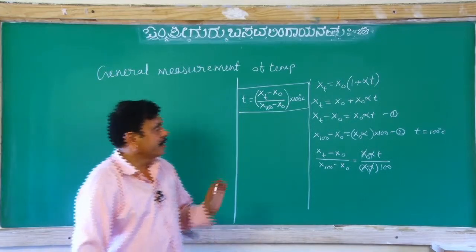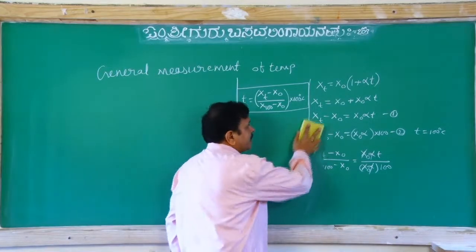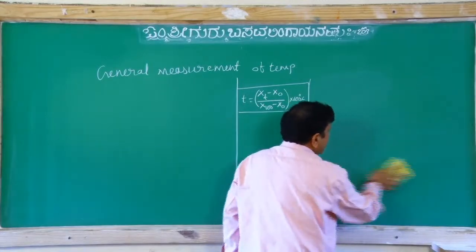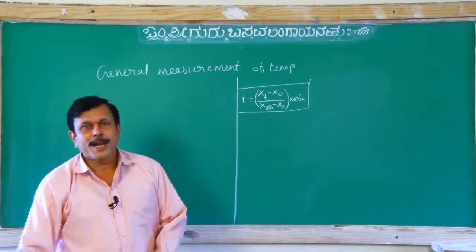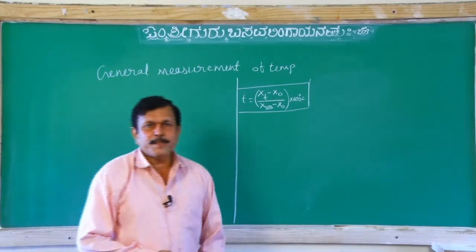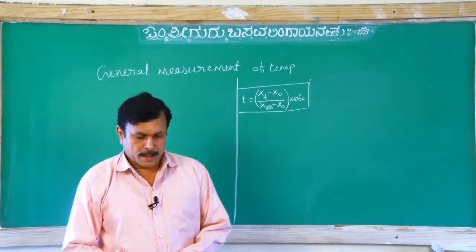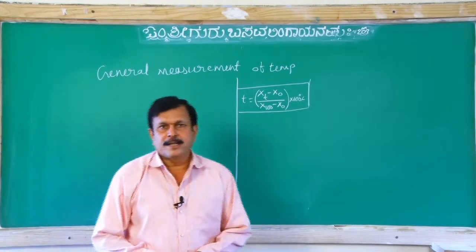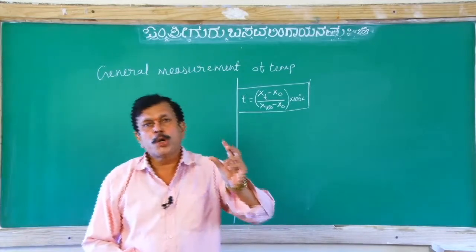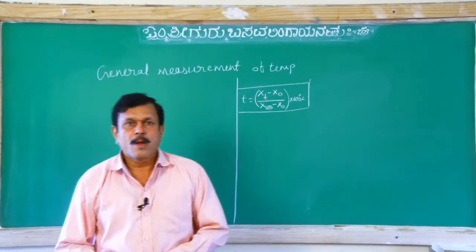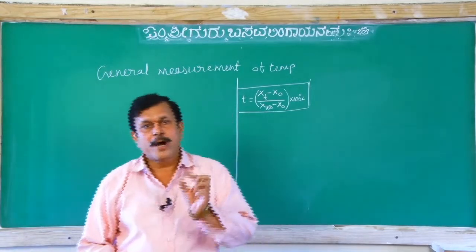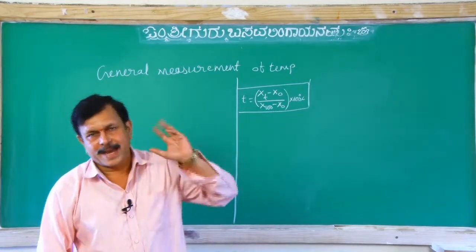Suppose we want to measure temperature in Kelvin. Here the base used is what? Triple point temperature of water. Well, what is triple point temperature? Generally, at one temperature, water will be existing in 3 states: solid, liquid and gas.